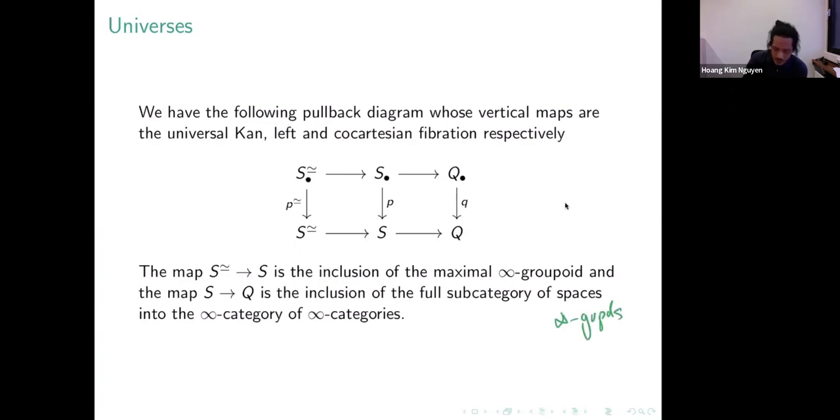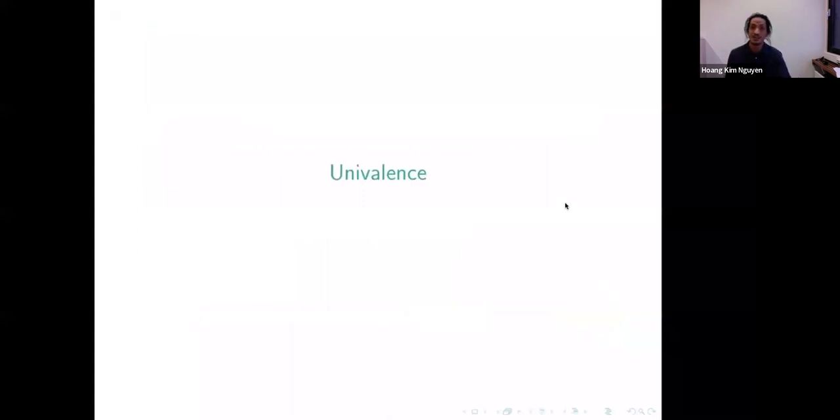So this classifying map wants to be the inclusion of the full subcategory of infinity groupoids into the infinity category of infinity categories. Just from the definition, it's not clear that this is really fully faithful. Directed univalence gives us a way to show this. So let's talk about univalence. My idea for this talk is to talk about univalence, and then directed univalence, and show you that the way you speak about these things in simplicial sets is really the same thing.